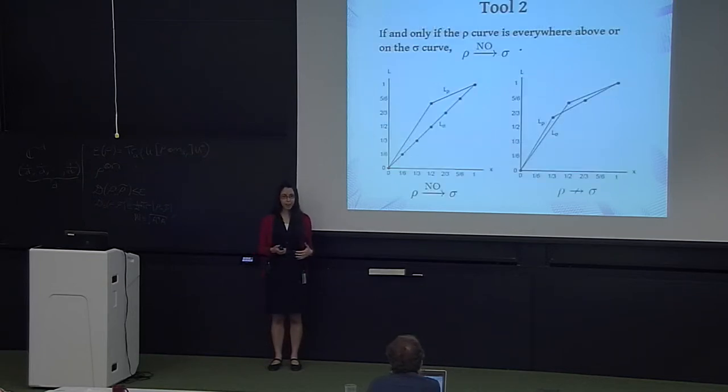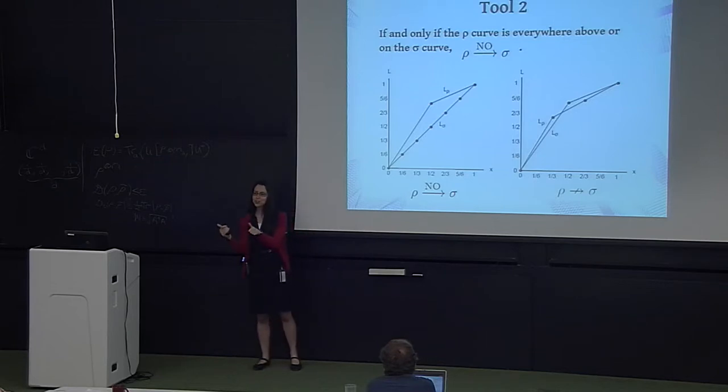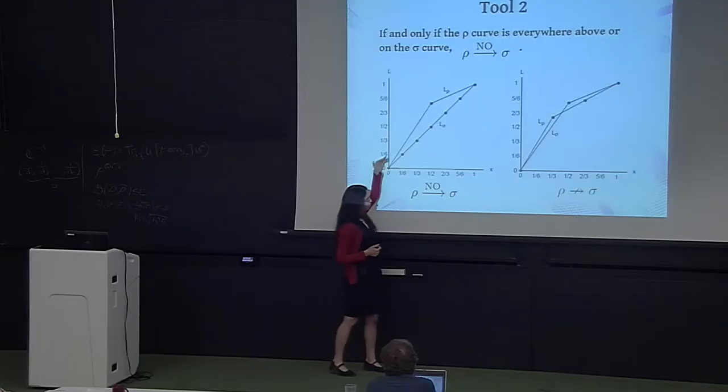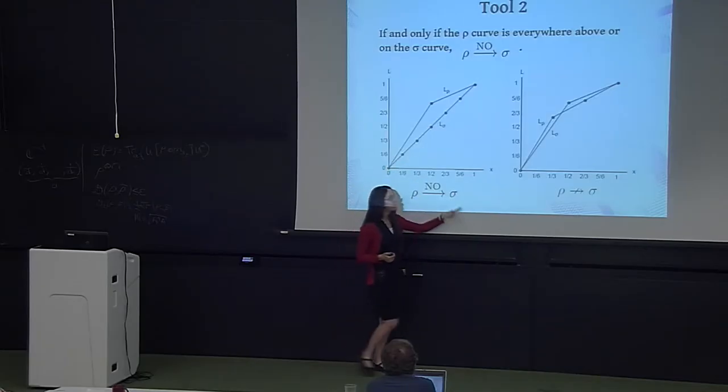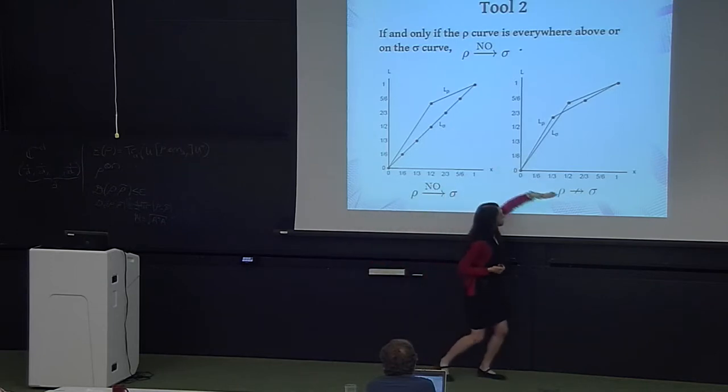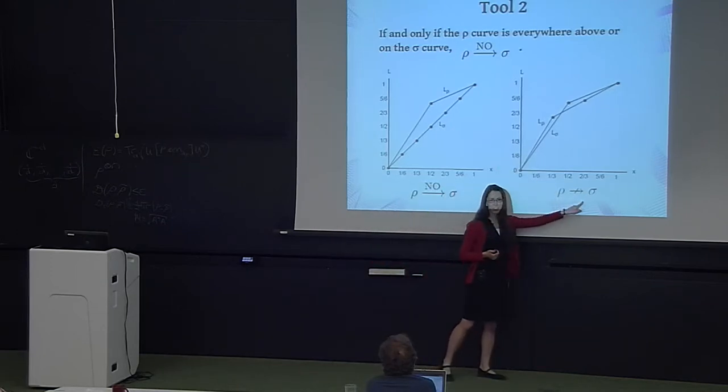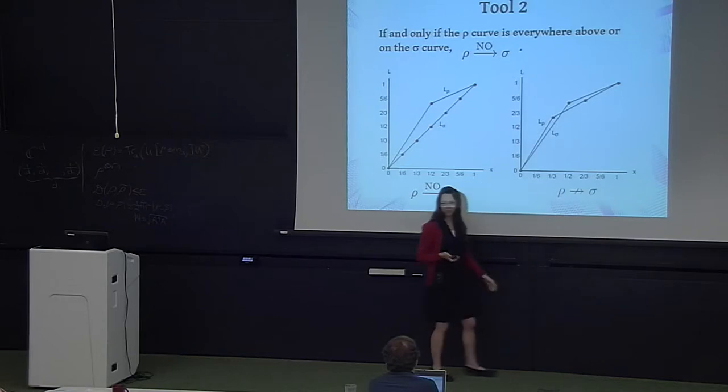If and only if the Lorenz curve for rho is everywhere above or on the Lorenz curve for sigma, noisy operations can transform rho into sigma. So here we see a rho curve that is everywhere above or on the sigma curve, so the transformation can happen. Here we see a rho curve that dips below the sigma curve, so the transformation cannot happen.